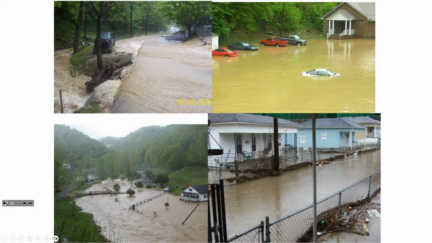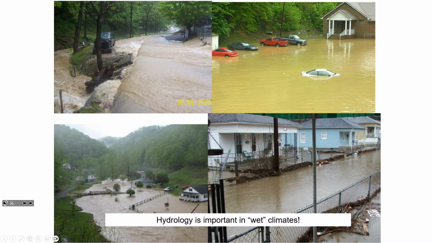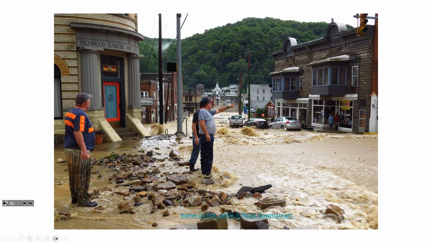So I think we all can recognize that in a wet climate like we have here in West Virginia, hydrology is important. I think on average we have around 40 inches of rain per year here in West Virginia. And so hydrology is important in wet climates. Here's a picture of Richwood, West Virginia.